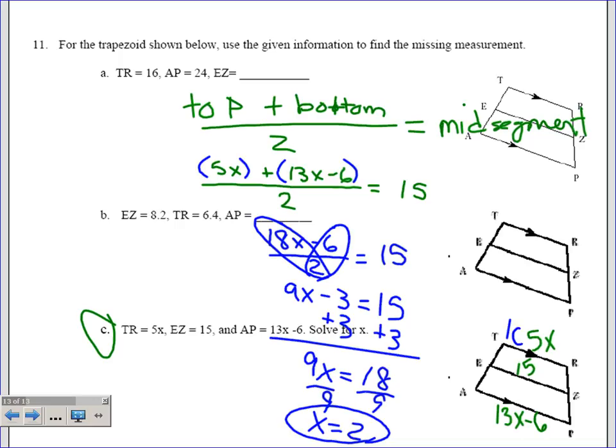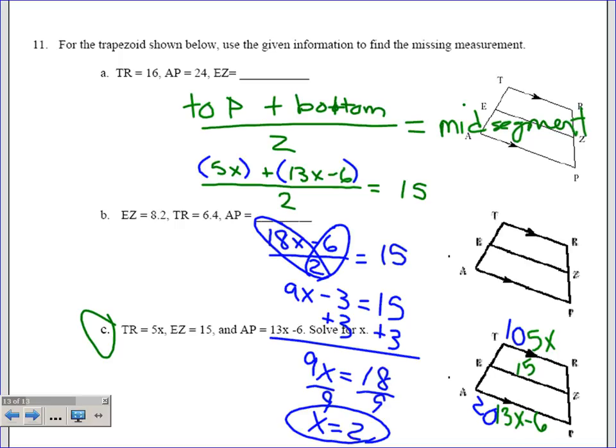So let's make this top part 10. But the bottom part's going to be, let's see, 26 minus 6. The bottom part's going to be 20. They could be centimeters, they could be inches, they could be a lot of different things down there. Just make sure that you're using the units if it gives it to you. Okay?